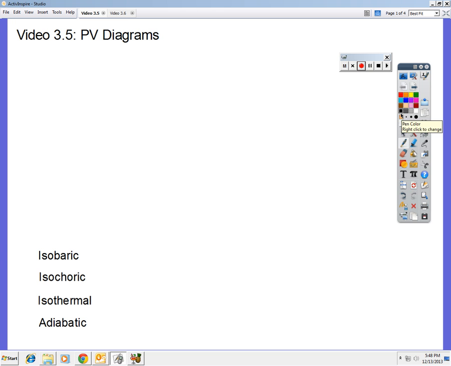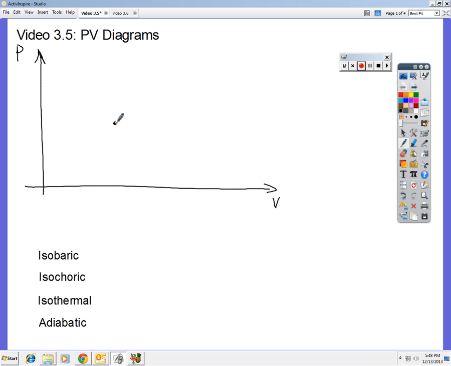Now, a PV diagram is a graph where you plot volume on the x-axis, pressure on the y-axis, and a point on the graph shows you the state of a system. So if you know the pressure and volume of a gas at a particular point in time, you plot it there.